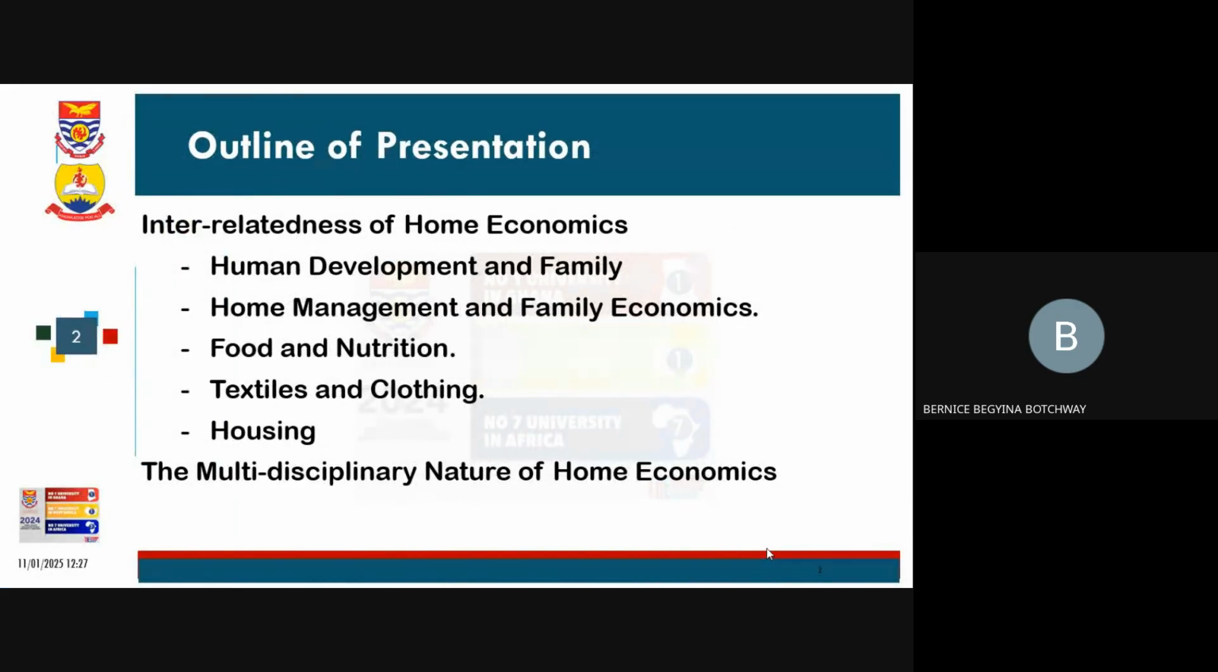So this will be our outline. We talk about the interrelatedness of home economics. Then we talk about the various concerns: human development, family management, food and nutrition, textiles and clothing, housing. And then we also come to the multidisciplinary nature of home economics.